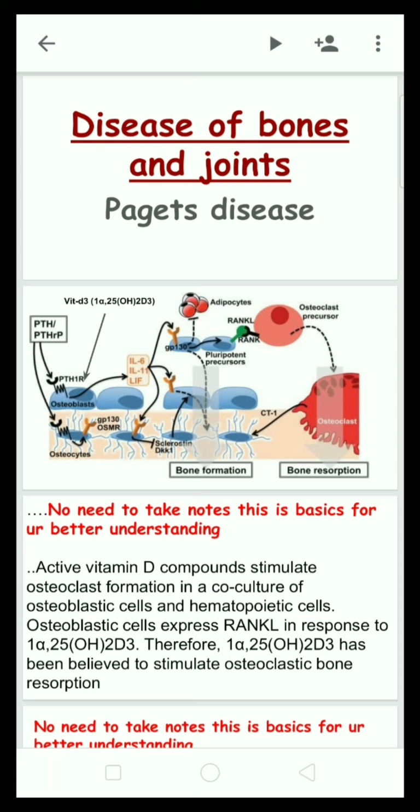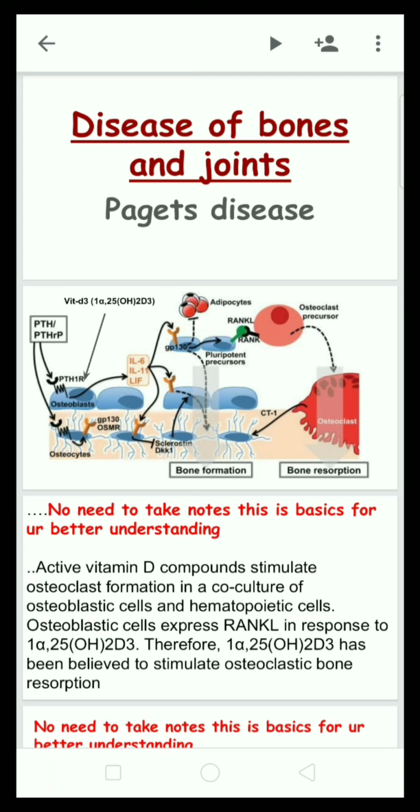Whenever the blood calcium level is decreased, the parathyroid gland secretes parathyroid hormone. That parathyroid hormone stimulates the osteoblast. These osteoblasts synthesize interleukin 6. This interleukin 6 stimulates another osteoblast. Those osteoblasts synthesize RANK L and OPG.